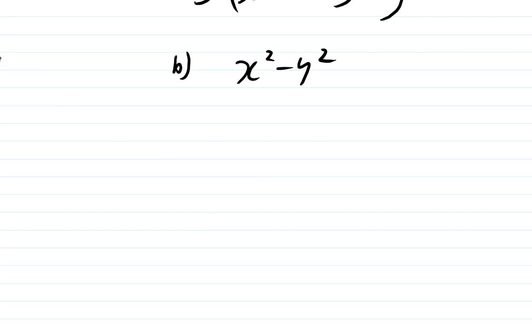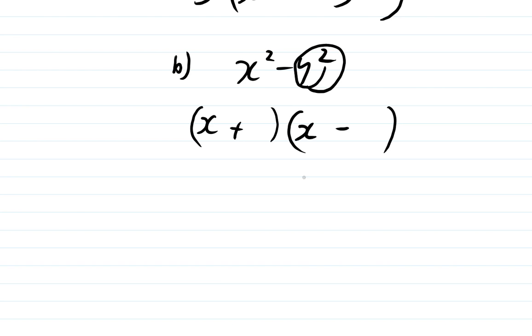So here, the shortcut, we're going to have two brackets, a plus in the middle of one and a minus in the middle of the other. In the left hand corner, whatever you have squared, we're going to put it here. X is what you have squared. So you put it here. In the right hand corner, whatever you should square to get y squared, you put it here. It is y. So that is it.